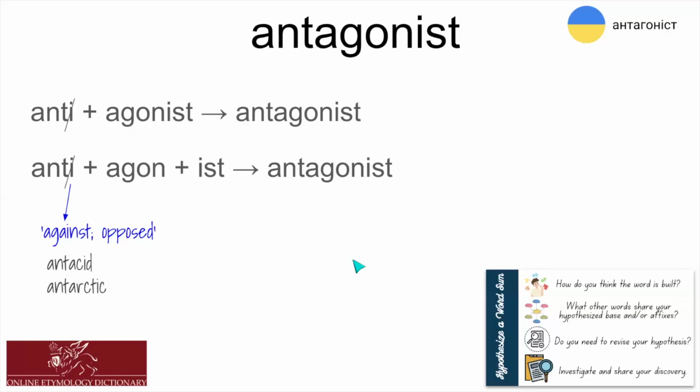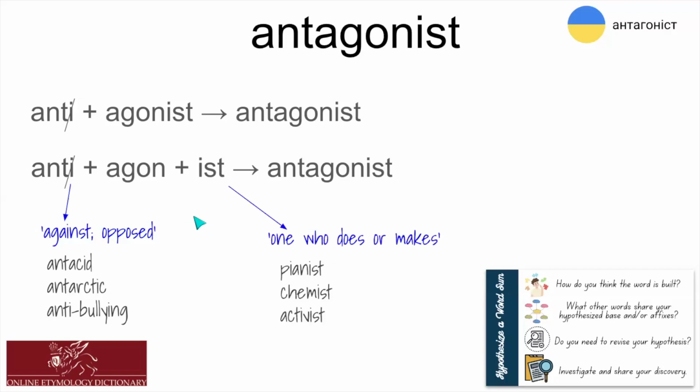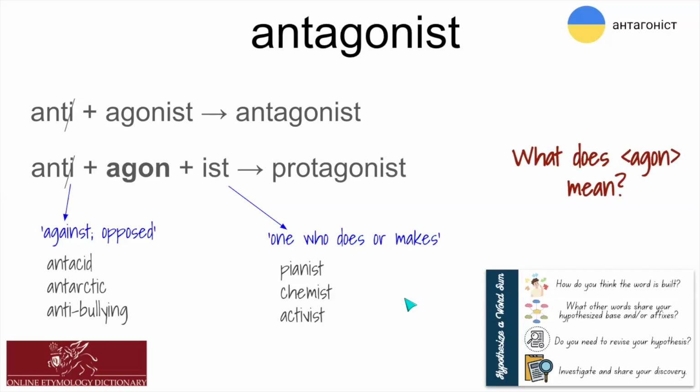So we have the Arctic on one side of the globe and the Antarctic on the other side of the globe. And then we have things like anti-bullying. So anti is a prefix that you can see in a hyphenated form or smooshed together as a morpheme within a word. And we already know about ist because we did that with the previous word. And so once again, we're in a spot where we have agon as a base or a base element, which makes me wonder, what exactly does that even mean?